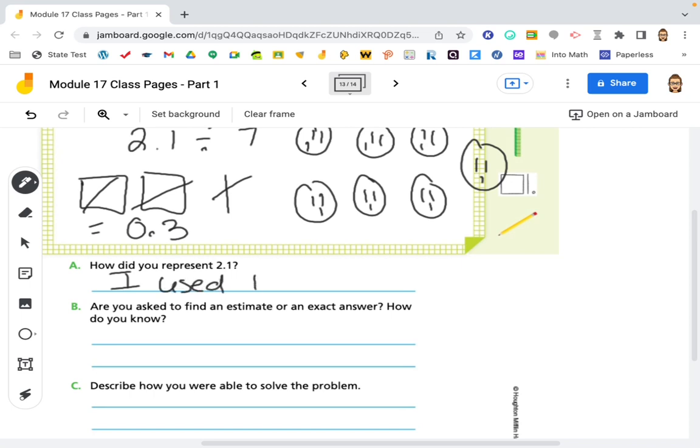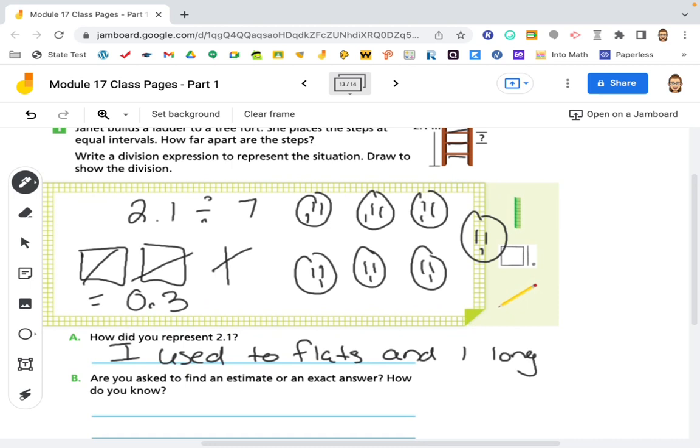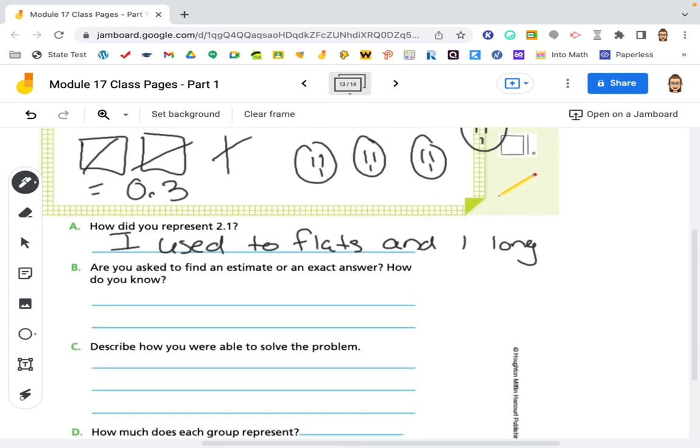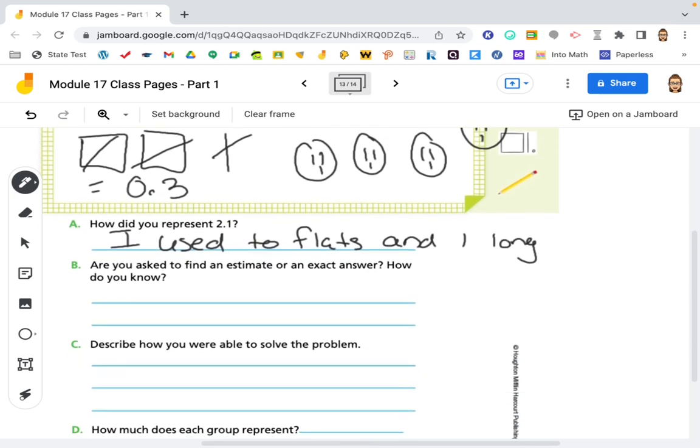So it says, how did you represent the 2 and 1/10? I used 2 flats and 1 long. Are you asked to find an estimate or an exact answer? How do you know? Well, we want exact because it asks how far apart. We are asked how far apart.